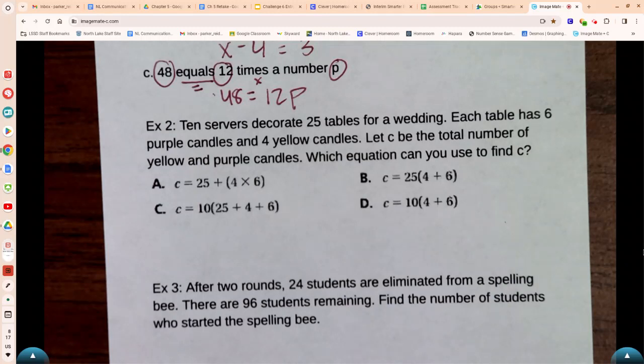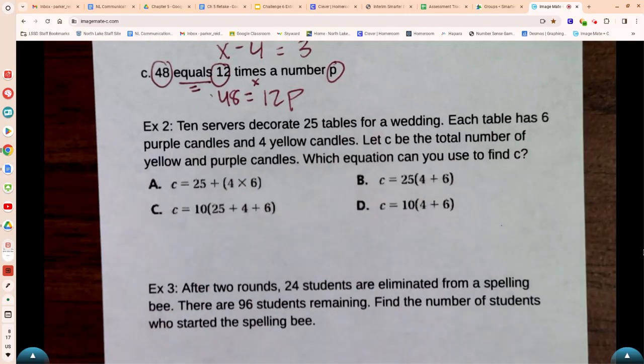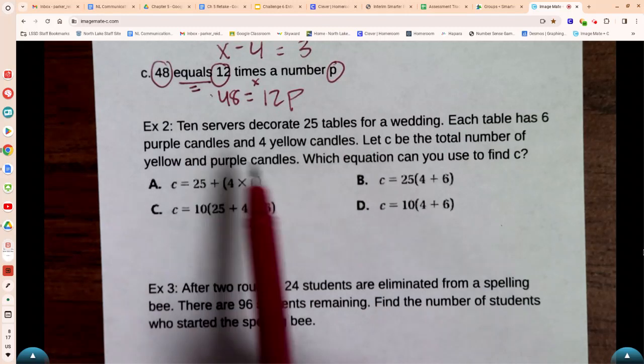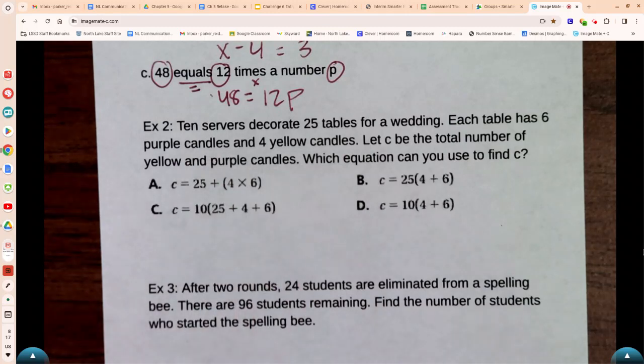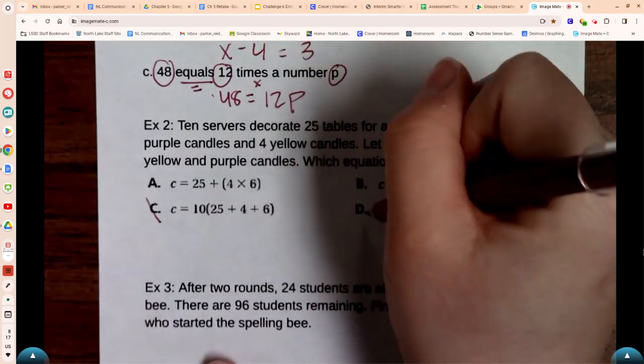Which number, when you read this, is unimportant to the equation? There's a number that they give you that is not important to getting the answer to the number of candles. Graham? Yeah, when it says there's 10 servers, that has nothing to do with what is being decorated. It's just the number of people working. So we know that 10 doesn't really need to be involved, meaning we know C and D are incorrect.